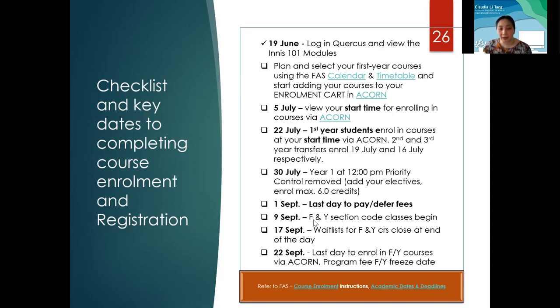Then September 9th is when F and Y course classes begin. September 17th is the day that the wait list for F and Y courses closes, and at the end of that day, between the 17th and the 22nd, you'll have a period of course enrollment, which is kind of the lottery. So there's no wait list, the wait list is off, and if students happen to be dropping a course between this time, the 22nd is the last date that you can actually add any of the F and Y courses. For S courses, you'll have all the way till January to finalize.